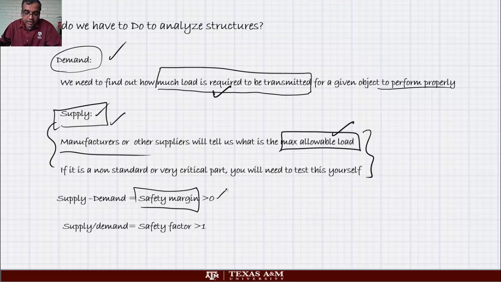The other way to look at it is supply divided by demand is called safety factor. So when people refer to factor of safety, they are talking about ratio between supply and demand. If they are talking about safety margin, they are talking about supply minus demand. So this is a non-dimensional number, safety factor, safety margin is not. Okay, that's the whole idea. Okay, very good.